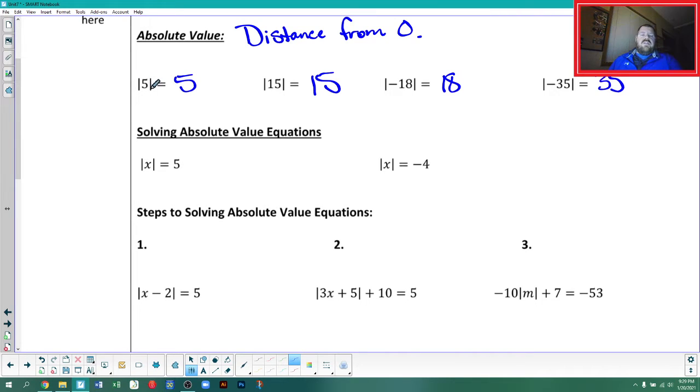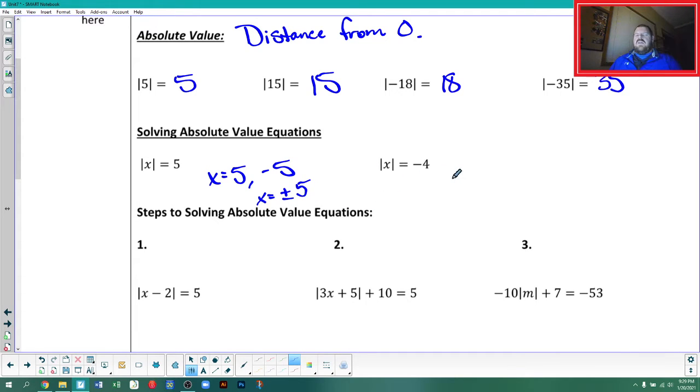Well, 5's obviously one of them. So it could be 5. But is there another number that when I take its absolute value, I get 5? There is. It's called negative 5. Because negative 5 is 5 units away from 0. More commonly, you might see this answer written as plus or minus 5. That means positive or negative 5.